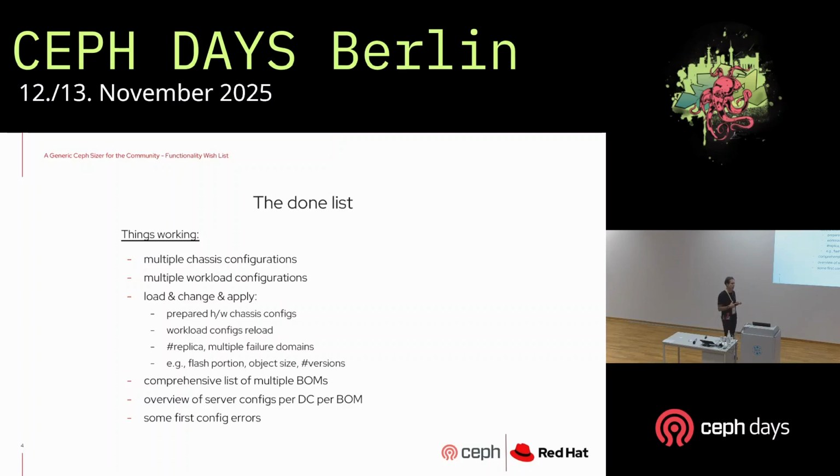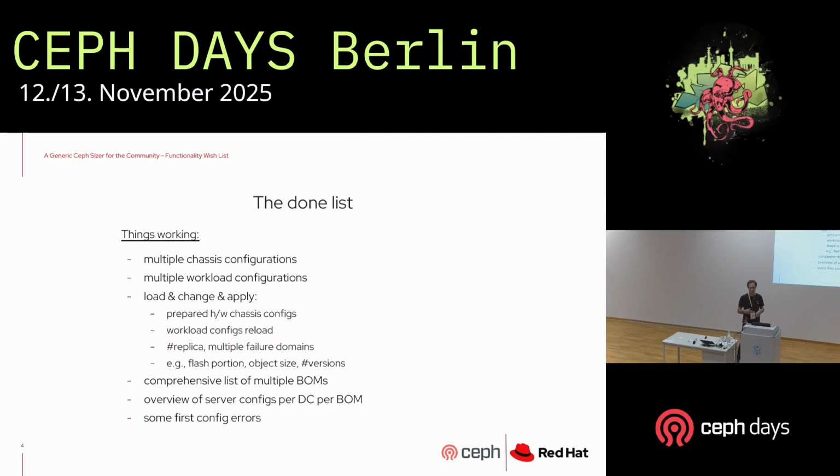What's in there currently: a number of replicas. It's replication only currently. Then multiple failure domains; we might have different distributions. Flash or no flash, object size, file size, the number of object versions that you want to keep, and you have all that in your mind, and you can write it down basically. And then you get a comprehensive list of the multiple BOMs based on the chassis configurations, and you get the overview for the different data centers.